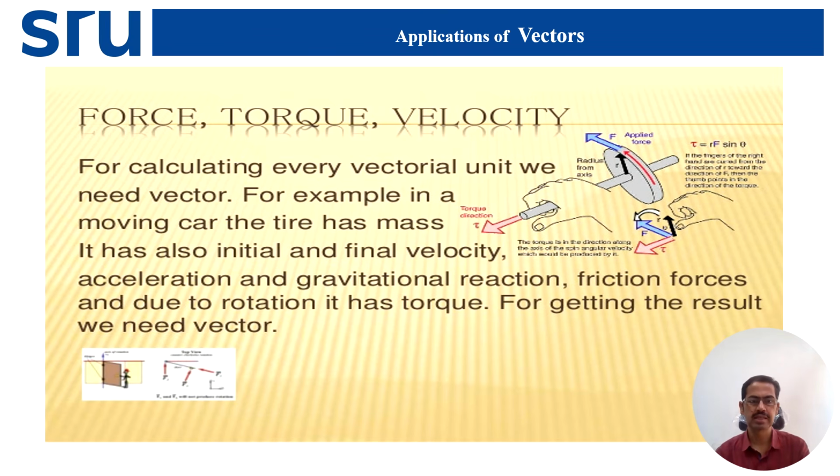For getting the results, we need a vector. To take the moving car, these force, torque, and velocity, these three at a time produce the result, right? To take the figure, right? Friction on the road between road and tire, and torque as it is rotating, right? And force, right? Like that.